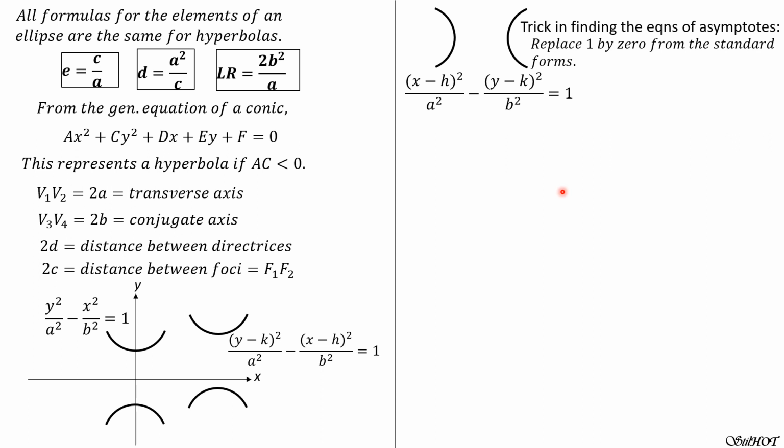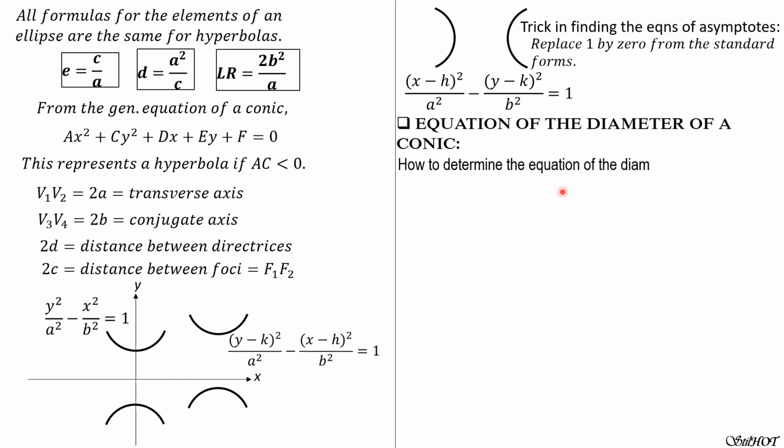Then we proceed to the equation of the diameter of a conic. So we define how we have to do this procedure, although some of the procedures here would involve differentiation from calculus. So how to determine the equation of the diameter of a conic? These are the steps. First, we have to differentiate the equation of the conic with respect to x. So find dy/dx, in other words.